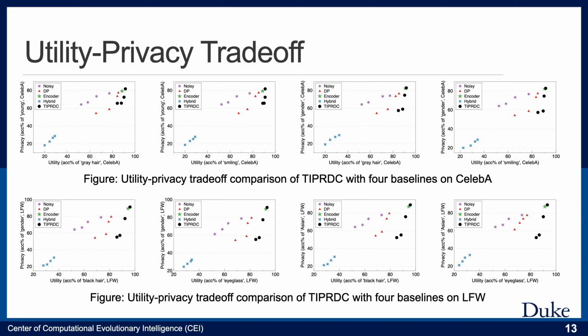First, we evaluate our method on 2 image datasets, CelebA and LFW, and we compare the utility privacy trade-off of our method with 4 baselines. In this experiment, we set young and gender as the private attributes to protect in CelebA, and consider detecting gray hair and smiling as the primary learning tasks to evaluate the utility. With regard to the LFW dataset, we set gender and Asian as the private attributes, and choose recognizing black hair and eyeglass as the classification tasks.